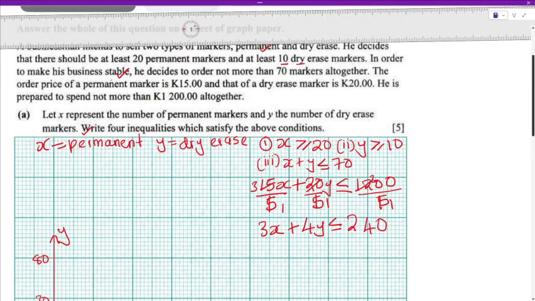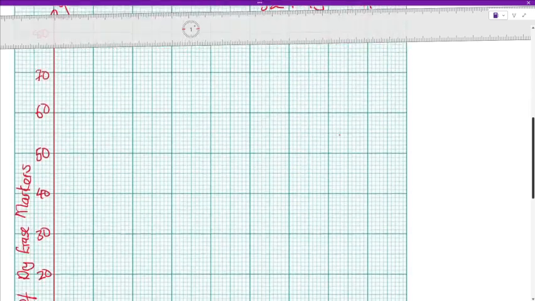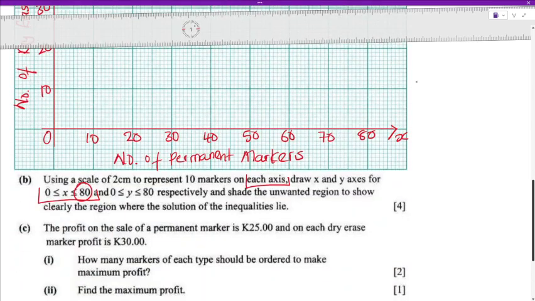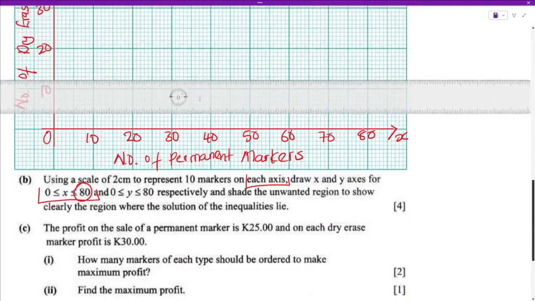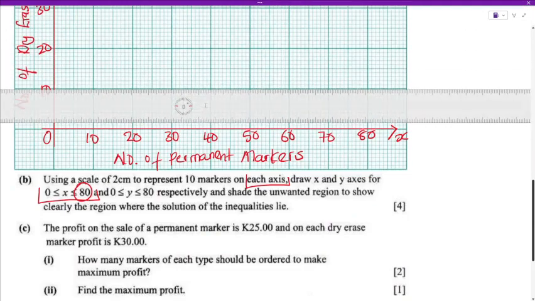So the first one is x is greater than or equal to 20. That one up there. Okay, let's start with this one, since the ruler is already almost positioned to that one. Y is greater than or equal to 10. So where y is equal to 10, so that I don't have to turn back the ruler. Okay, I can draw a line there. Y is equal to 10 is right there.